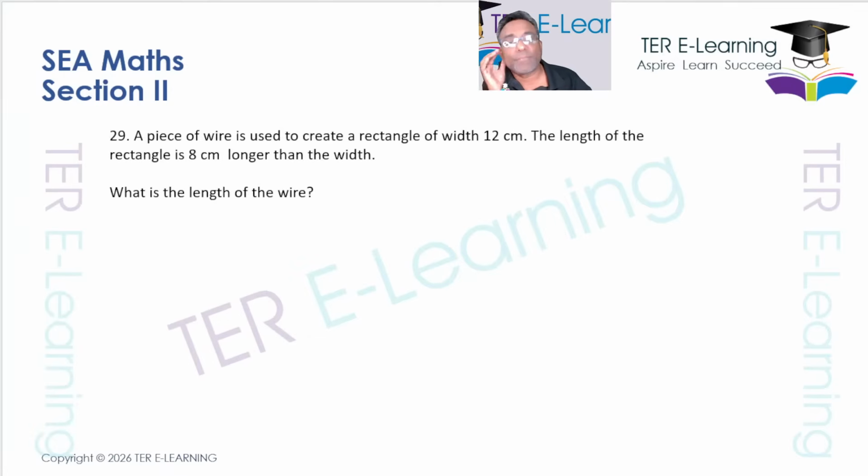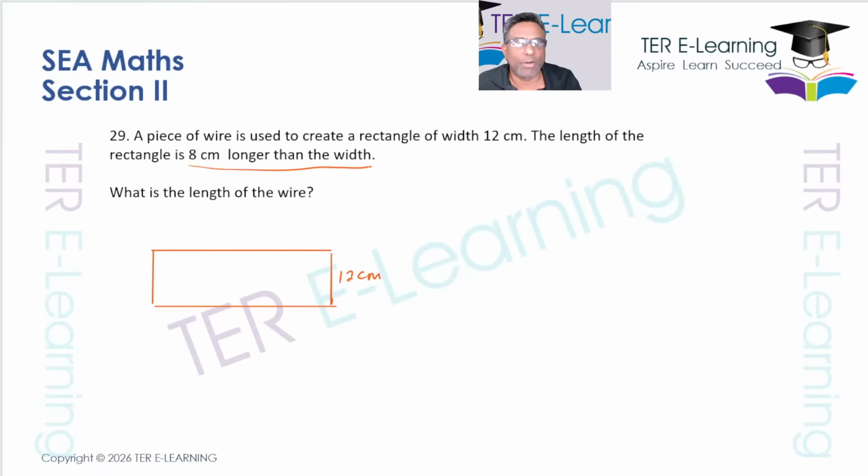What about 29? A piece of wire is used to create a rectangle of width 12 cm. The length of the rectangle is 8 cm longer than the width. What is the length of the wire? So we have a piece of wire here in the form of a rectangle. The width is 12 cm. The length is 8 cm longer than the width, so it'll be 12 plus 8, which is 20 cm. I want to know the length of the wire.